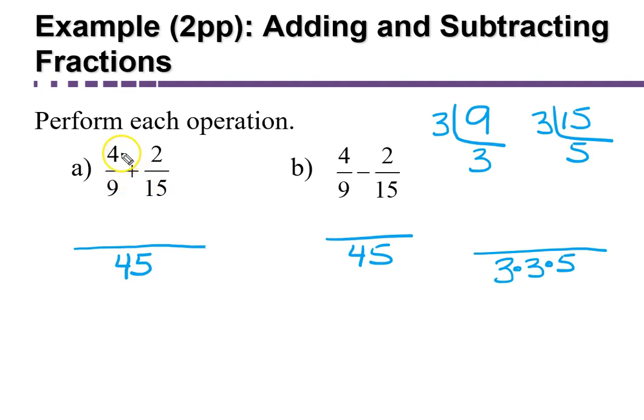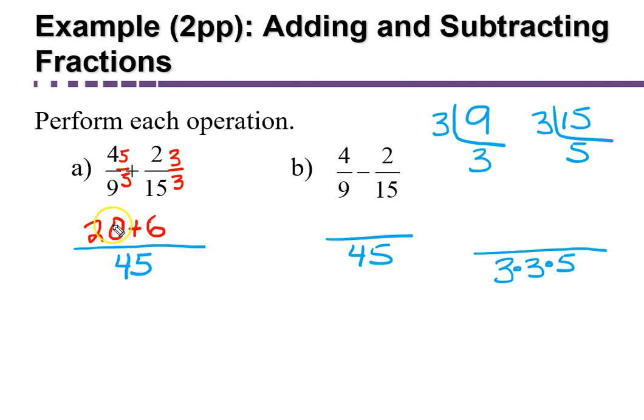And if you said 5 over 5, that is correct. 9 times 5 is 45, so 4 times 5 is 20. And this one's a plus. Now we want to make this denominator 45. What do I multiply it by? What form of 1? And if you said 3 over 3, you have it. 15 times 3 is 45, and 2 times 3 is 6.